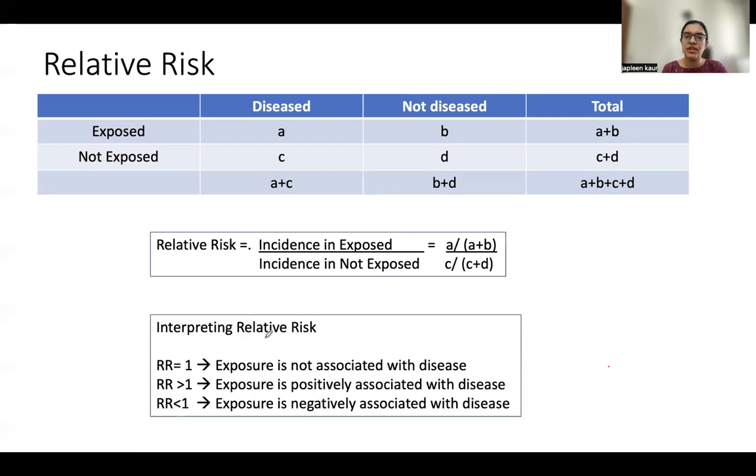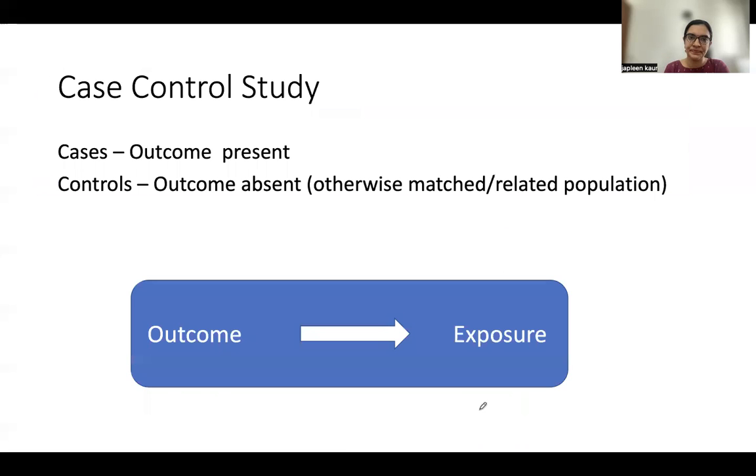So interpreting this relative risk, if it is equal to 1, that is, the incidence in exposed and not exposed is similar, then we can say that the exposure is not associated with disease. But if it is more than 1, we can say it is positively associated with disease. Less than 1, it may seem that exposure is negatively associated with disease, so it may be a protective factor.